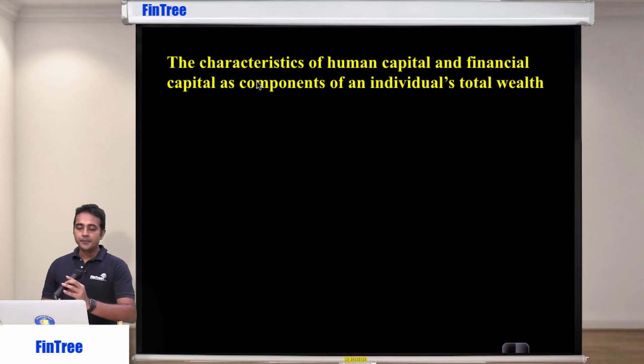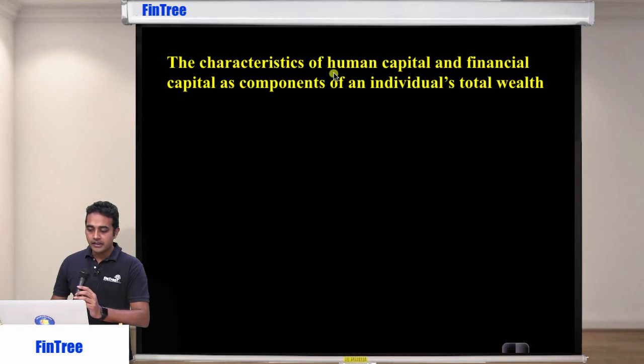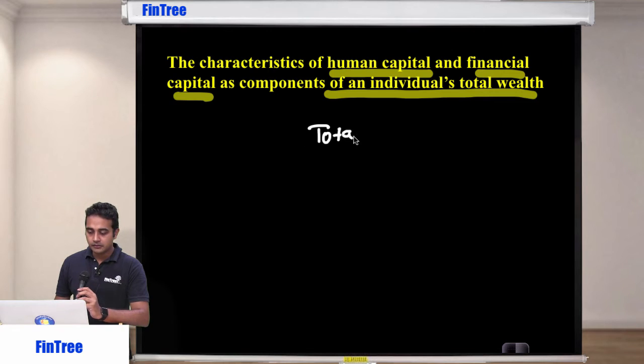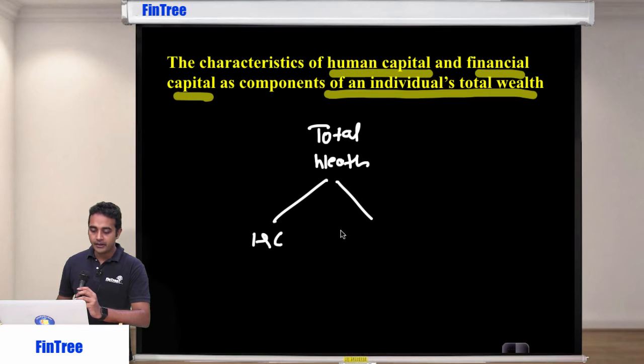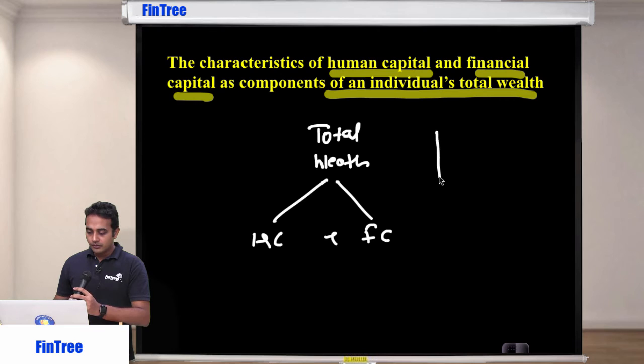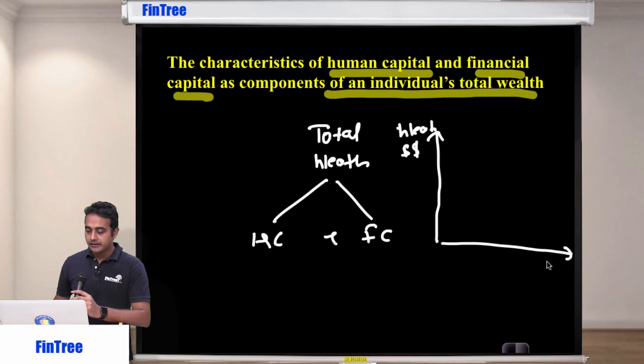First learning outcome: characteristics of human capital and financial capital and components of an individual's total wealth. So we know that the total wealth of an individual would be made of human capital plus financial capital. Now, if you decide to put them on a graph, okay, so this is your wealth in dollar terms, and this is your lifespan.